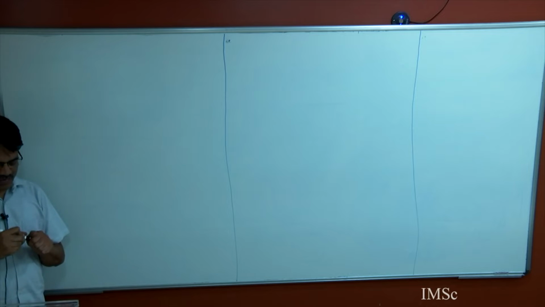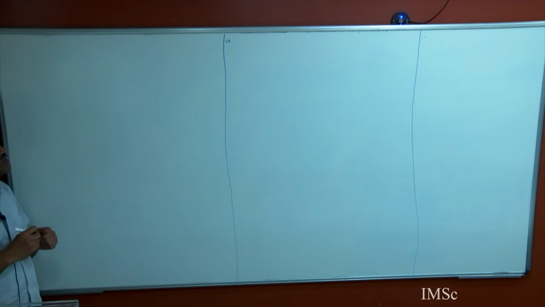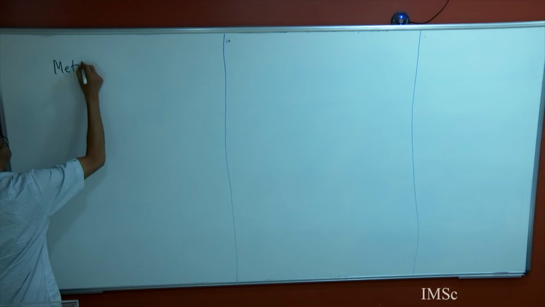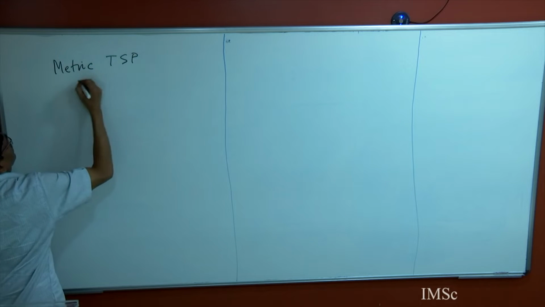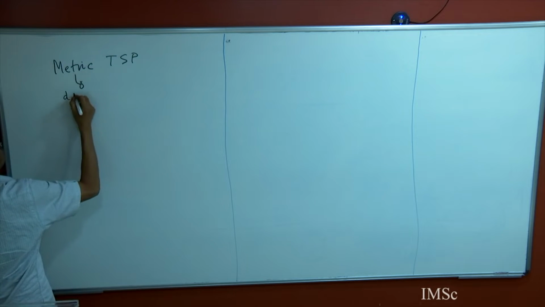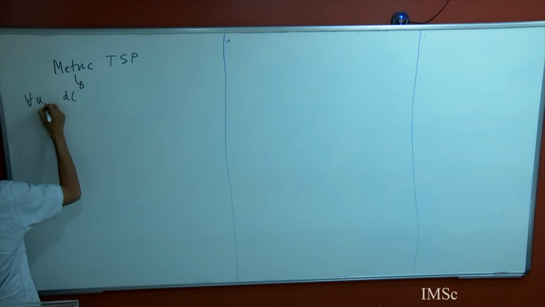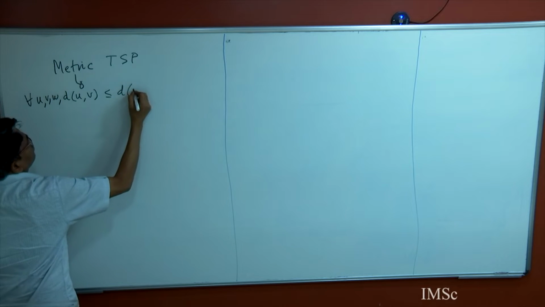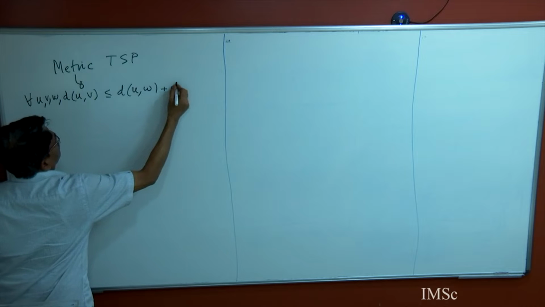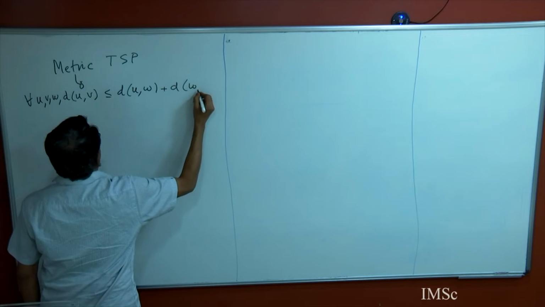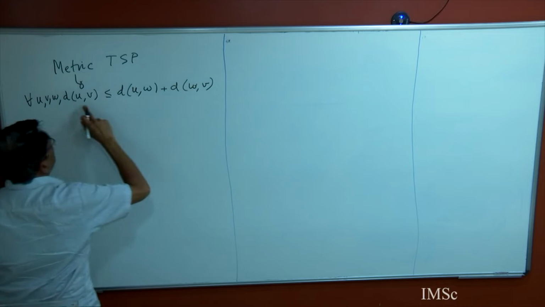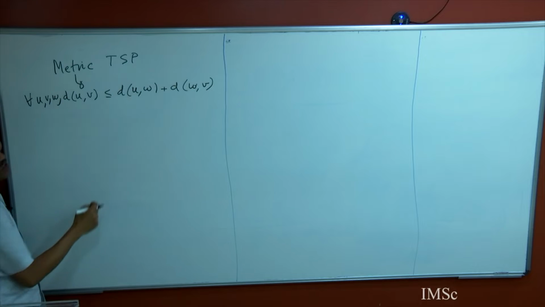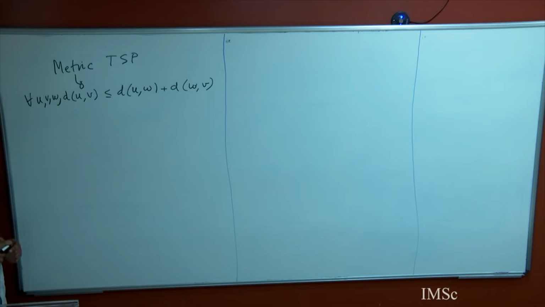Okay, so where were we last time? We were trying to design an approximation algorithm for metric TSP, right? So, metric means distances satisfy the triangle inequality: going directly from U to V is cheaper than going through some other vertex.